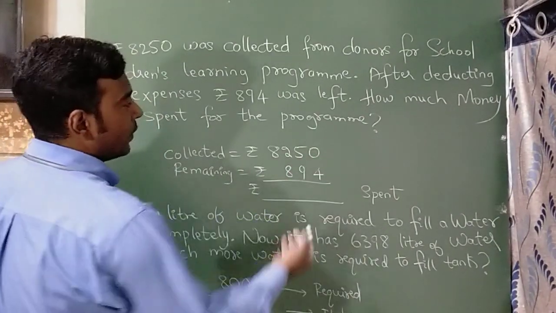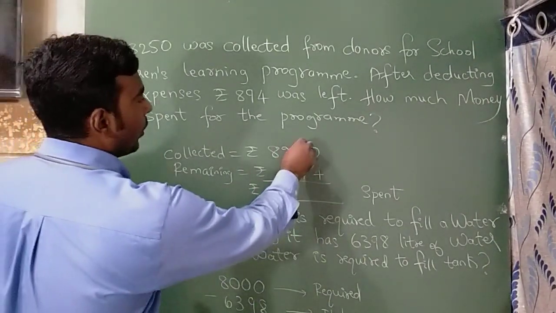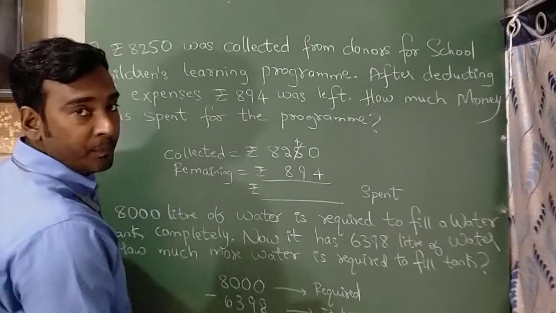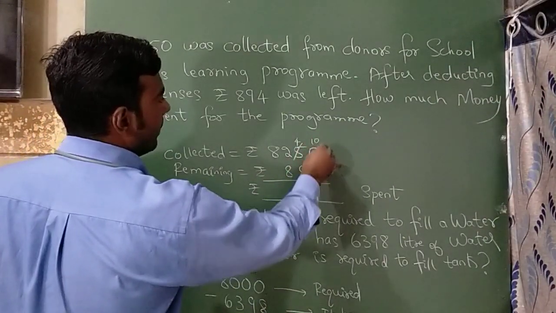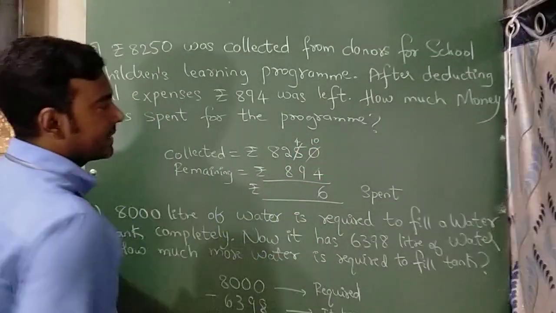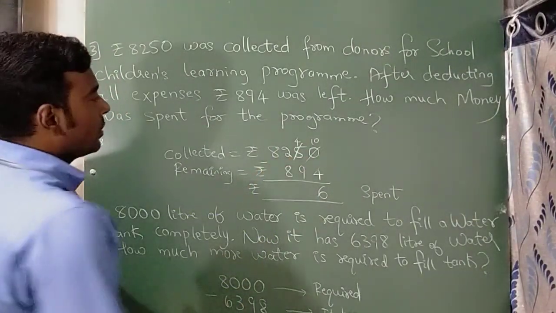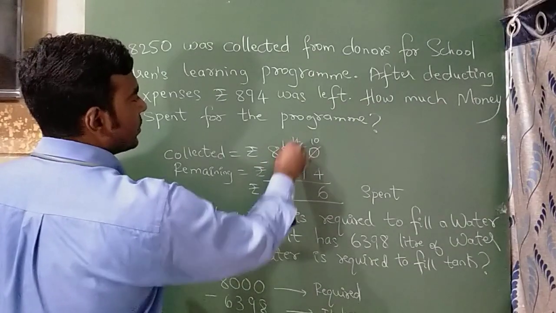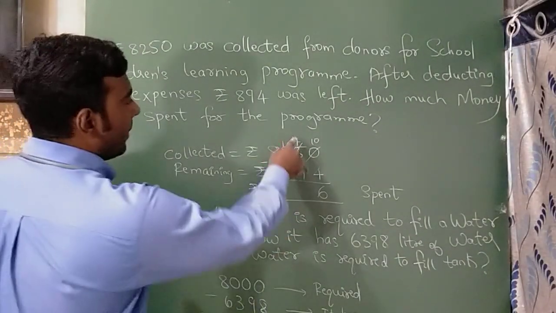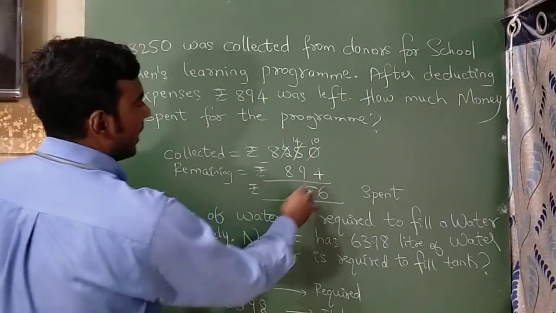So 0 minus 4, it cannot be subtracted. So I have to borrow. So if I borrow, this will become 4 and this will become 10. So 10 minus 4 is 6. 4 minus 9. Again this cannot be subtracted. So I am going to borrow. So if I borrow, this will become 14. 14 minus 9 will become 5.